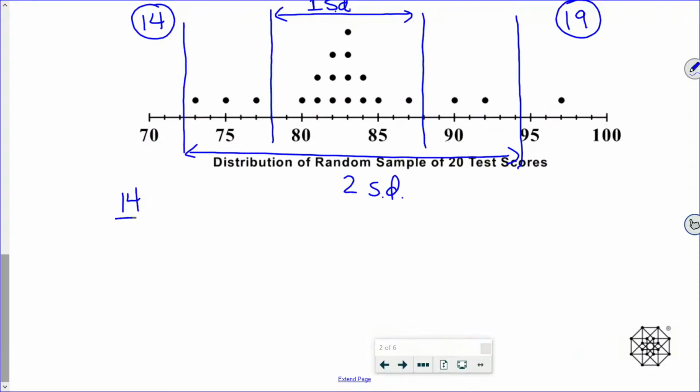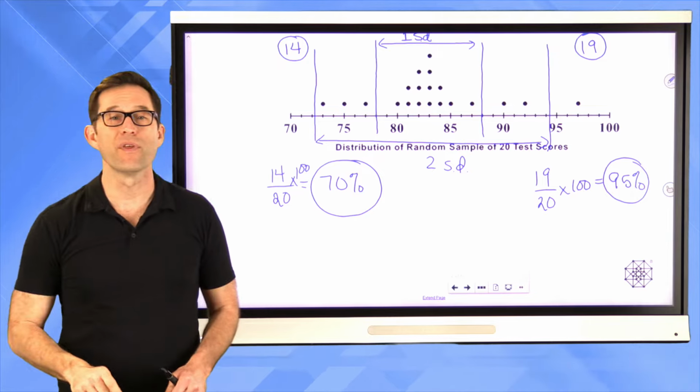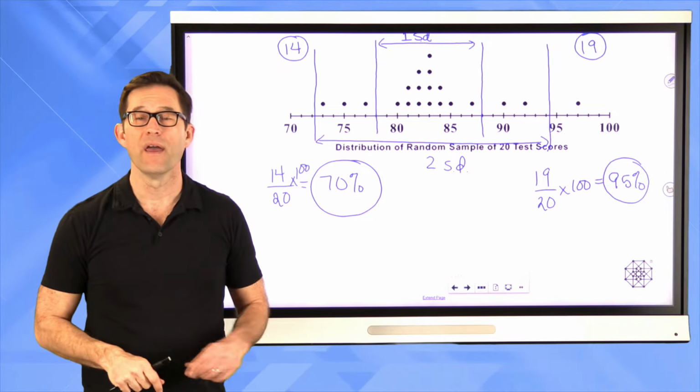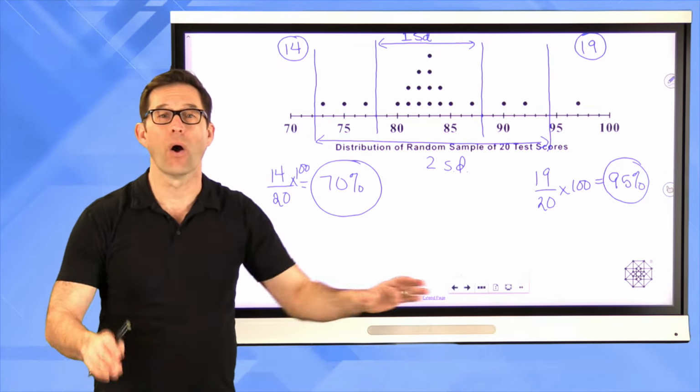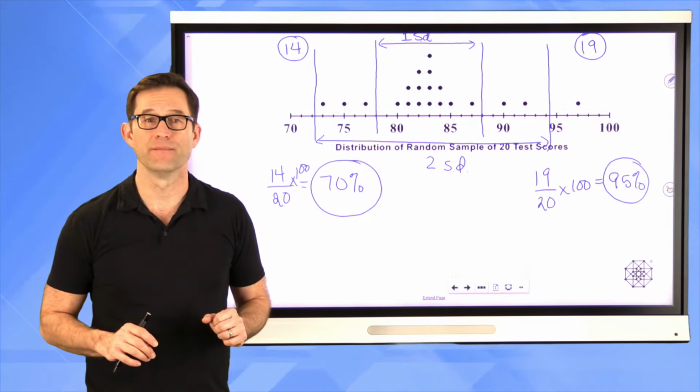I can do 14 divided by 20, and I can do 19 divided by 20, all right? I could do that just simply on my calculator. It's also pretty easy because of the 20. That's going to be 0.7 and 0.95, and multiplied by 100, that's going to be 70% and 95%. So I see that 70% of the data fell within one standard deviation of the mean, and 95% of the data, almost all of it, fell within two standard deviations of the mean.